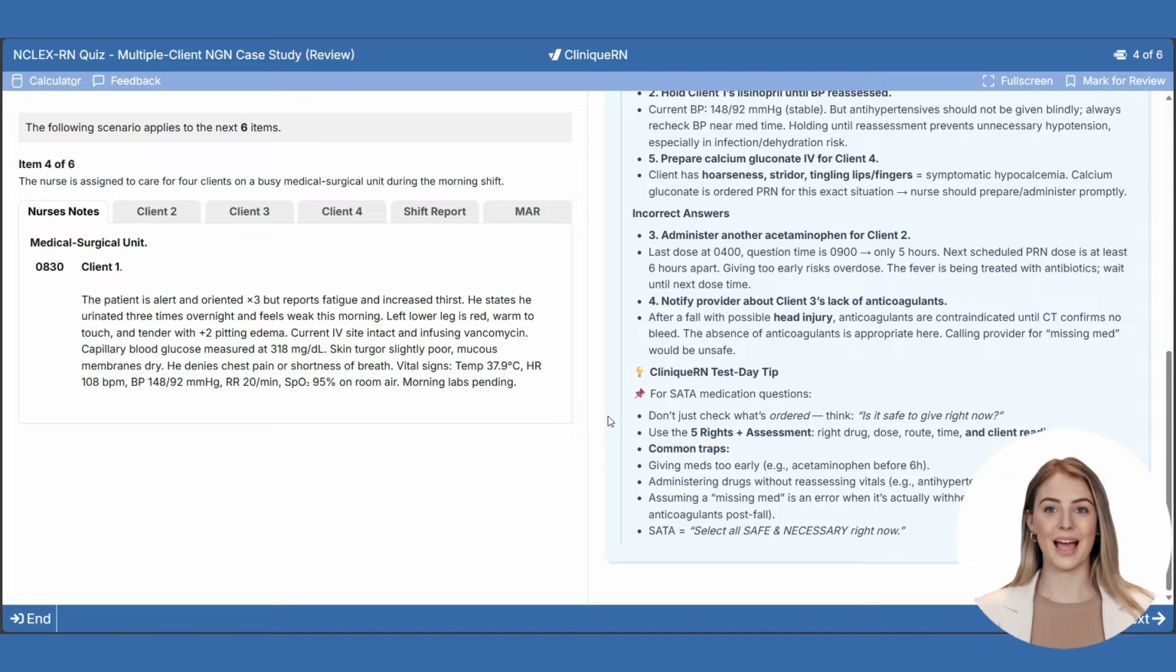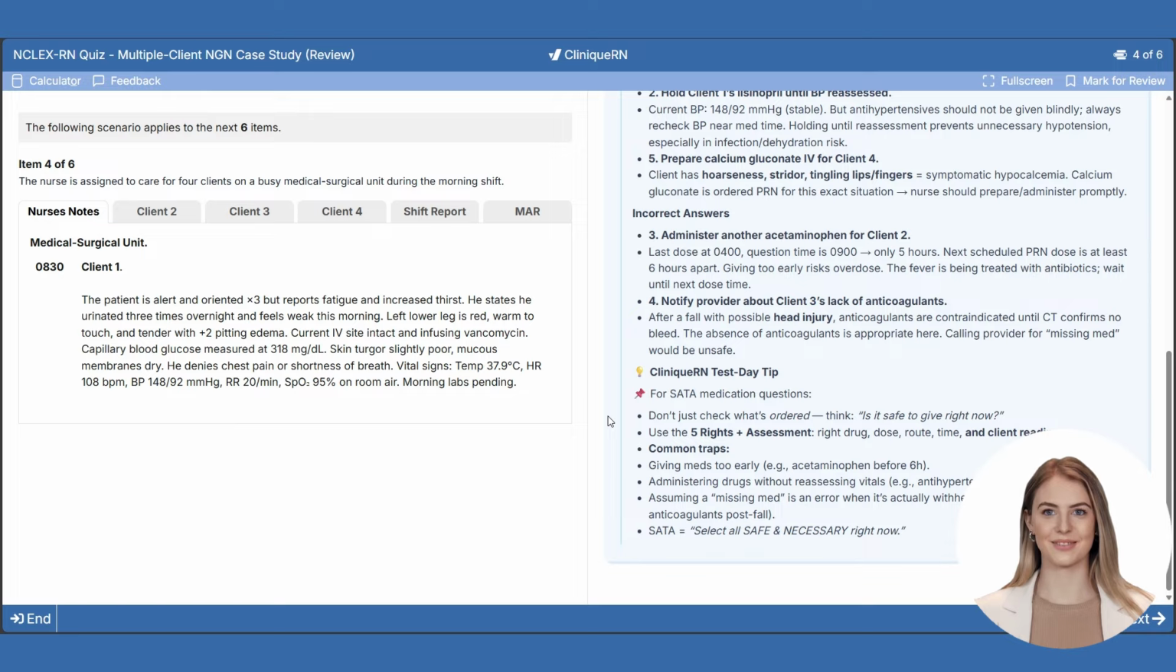Fifth, prepare calcium gluconate IV for client 4. Client has hoarseness, stridor, tingling lips or fingers, which means symptomatic hypocalcemia. Calcium gluconate is ordered as needed for this exact situation. Nurse should prepare and administer promptly.